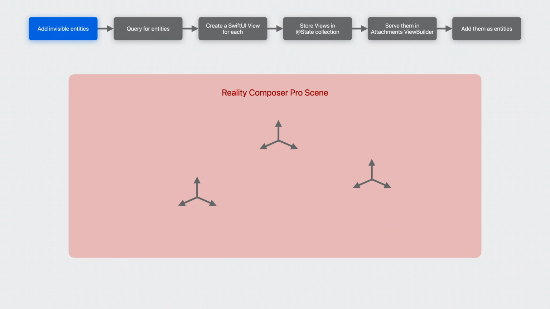First, we add invisible entities in our Reality Composer Pro scene. We position our invisible entities where we want our buttons to show up, on the X, Y, and Z axes. We're making use of the transform component here, which all entities have by default. Then, we add our point of interest component to each of them.